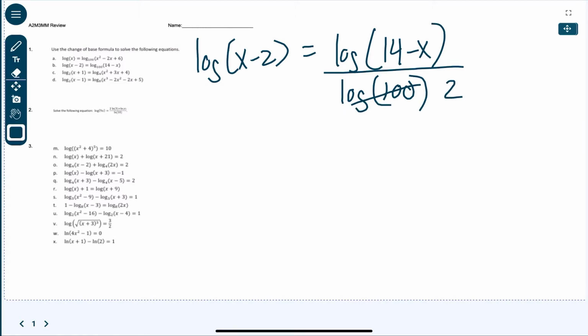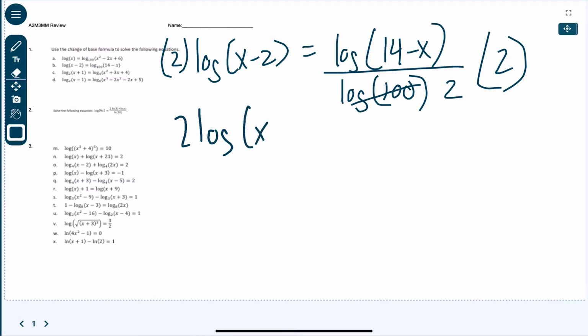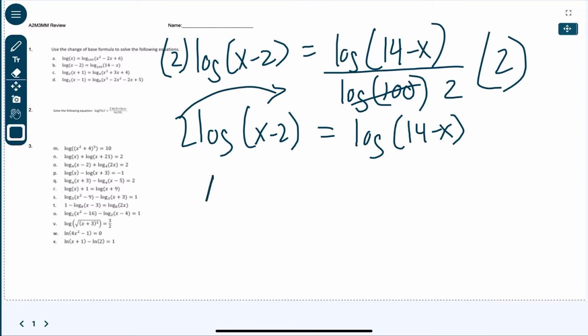Okay, now since you've seen how I did on that first one, I'm not going to put the 2 as 1/2 log. I'm going to go ahead and multiply both sides by 2. So if I multiply by 2 and multiply by 2, I'm now going to have 2 log x minus 2 is equal to log 14 minus x. Now we can get rid of our logs by moving this to the exponent. So x minus 2 squared is equal to 14 minus x.